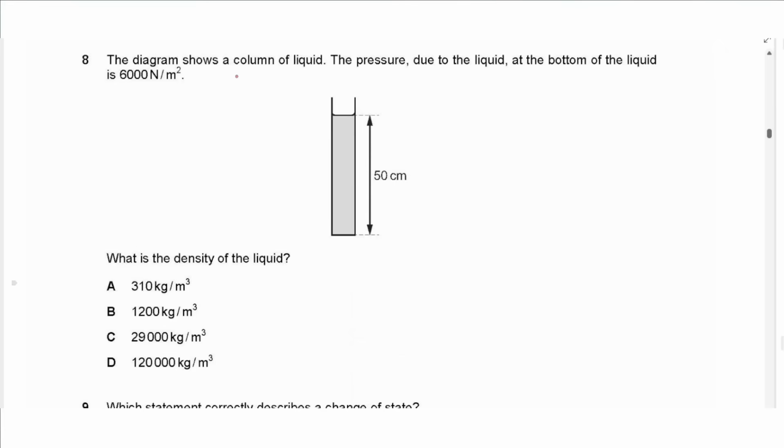Question 8 says the diagram shows a column of liquid. The pressure due to the liquid at the bottom of the liquid is 6,000 newtons per meter squared, which is Pascal also. What is the density of the liquid?